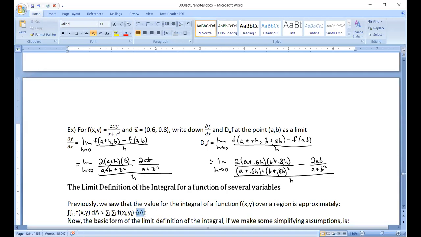So the area of my little rectangle is going to be delta A sub ij. The height there is going to be f of my point. So multiplying that gives you, if you think of it visually, the volume of the rectangular solid. And now we need to add up over all the possible x values, so sum over i, and over all possible y values, so the sum over j.